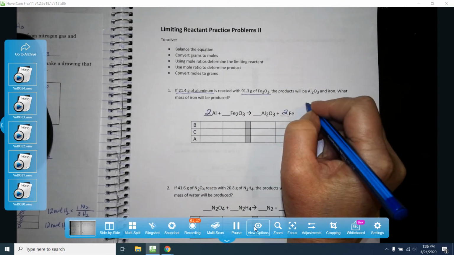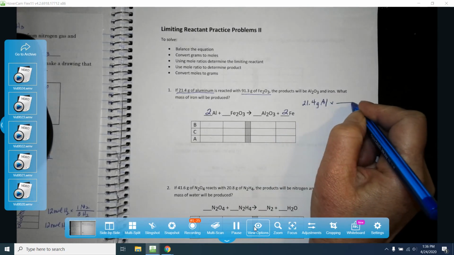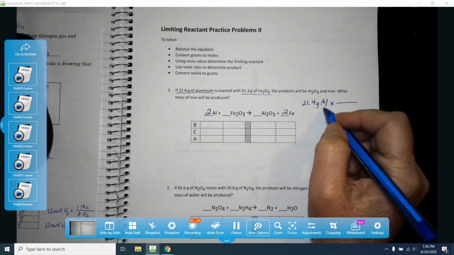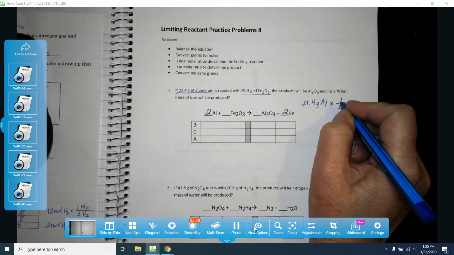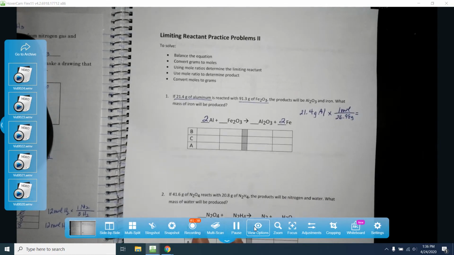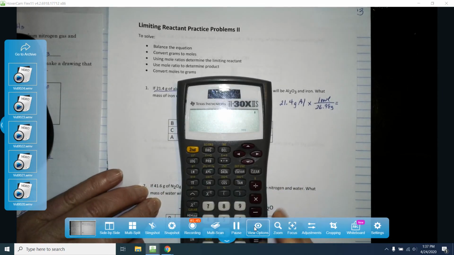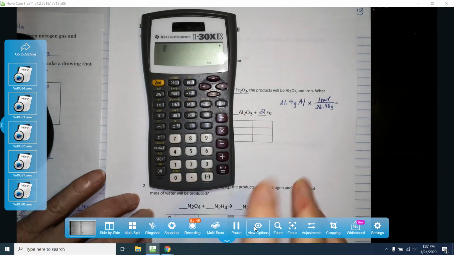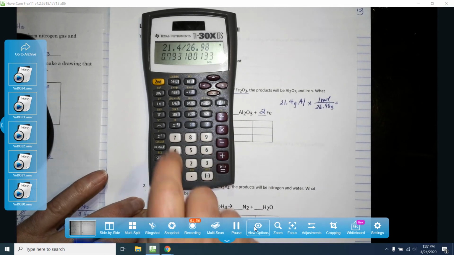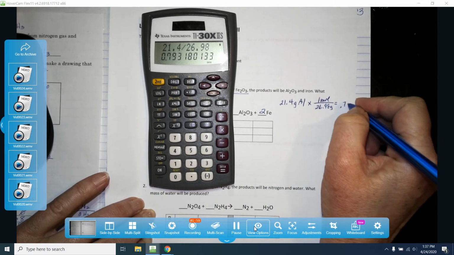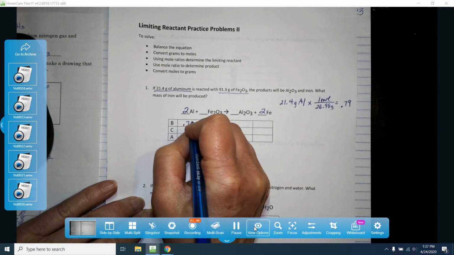So I'm going to take the given 21.4 grams of aluminum and convert it using molar mass. If you look on your periodic table, the molar mass of aluminum is 26.98 grams per mole. So we're going to calculate that: 21.4 divided by 26.98, and I get 0.79. That's my aluminum, 0.79 moles.